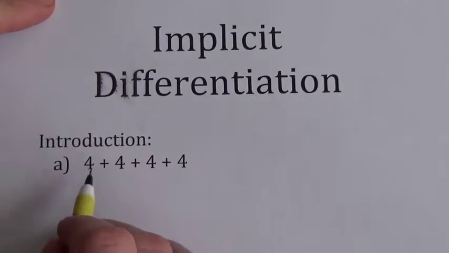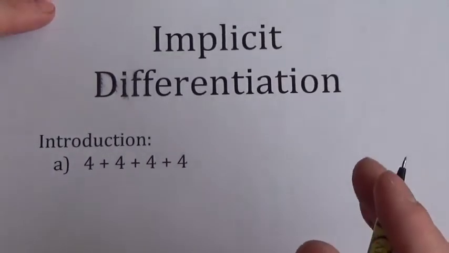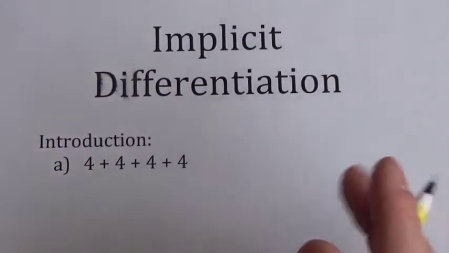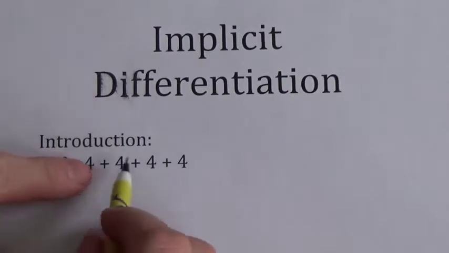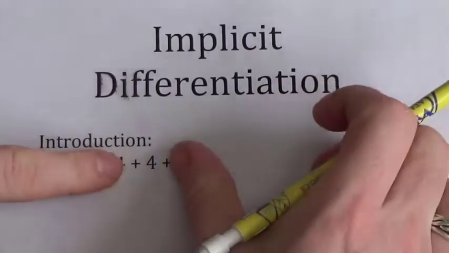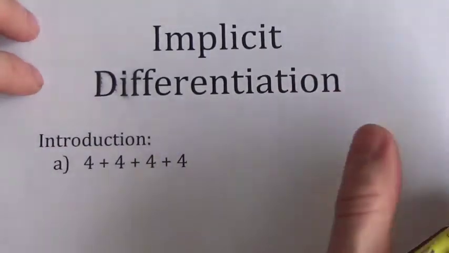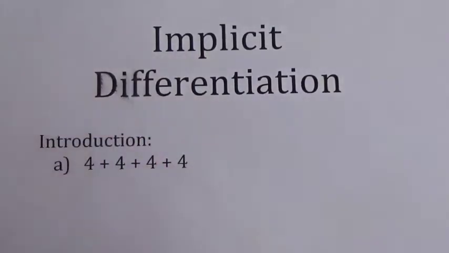When I show you this, 4 plus 4 plus 4 plus 4, most of you are not looking at this and going, okay, well, that's simple. 4 plus 4 is 8. Then I've got 8 plus an additional 4, that's 12, and then 12 plus that last 4 is 16. You're not doing it that way.